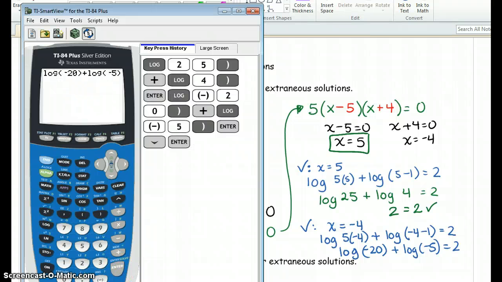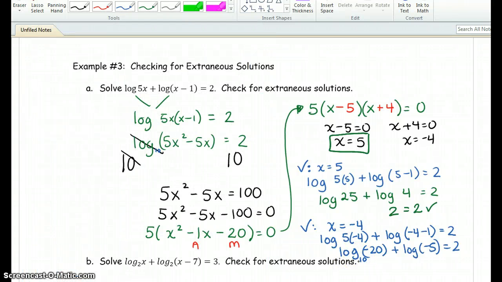And part of the reason is because of the negatives inside the log. So we do get an error message when there's a log of a negative 20, because the question then becomes, this is the base 10 here, 10 to what power equals negative 20? And a power cannot make a positive number into a negative. So it creates an error. And since an error does not equal 2, we have to say that x equals negative 4 is not a solution. So the only solution we have right now is x equals 5. Therefore, x equals negative 4 is extraneous.